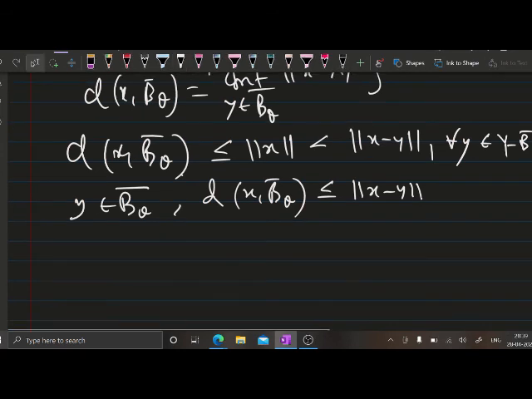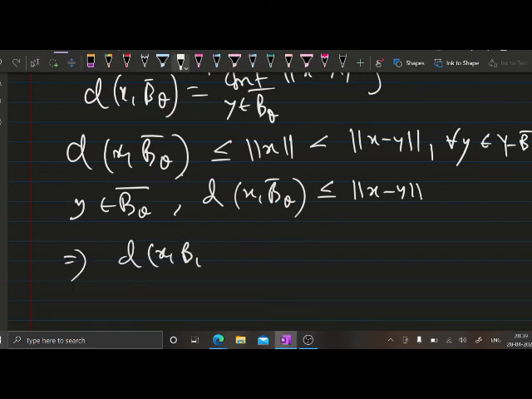So in either case this implies d(x, B_theta_bar) is less or equal to norm of x minus y for all y belonging to capital Y.